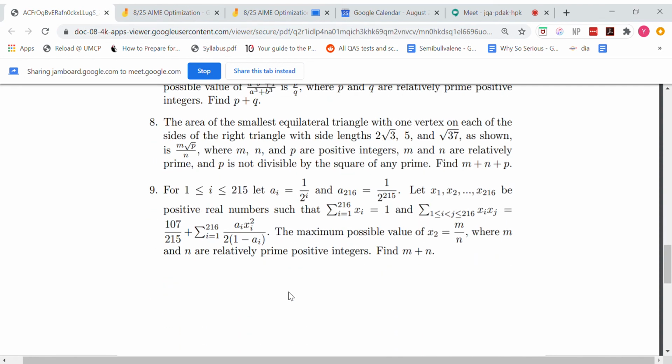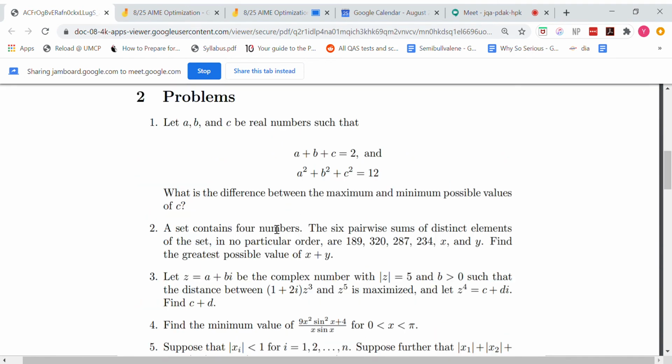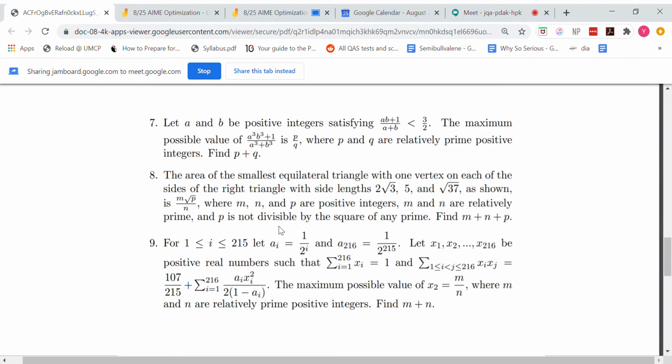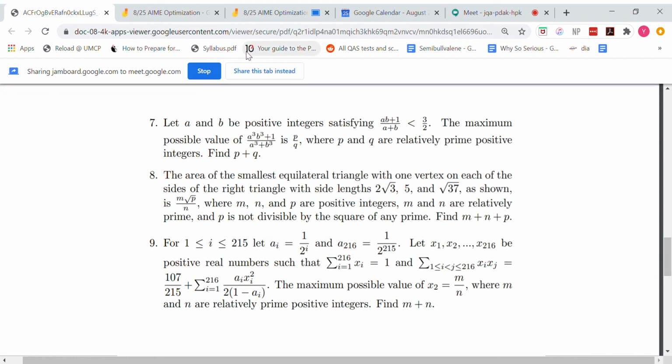Okay. So these final 2 problems are significantly more challenging than the previous 2 problems. So let's take a look at problem 8. The area of the smallest equilateral triangle with one vertex on each of the sides of a right triangle is, so what we're trying to find is the area of the smallest equilateral triangle with one vertex on each of the sides of the right triangle.